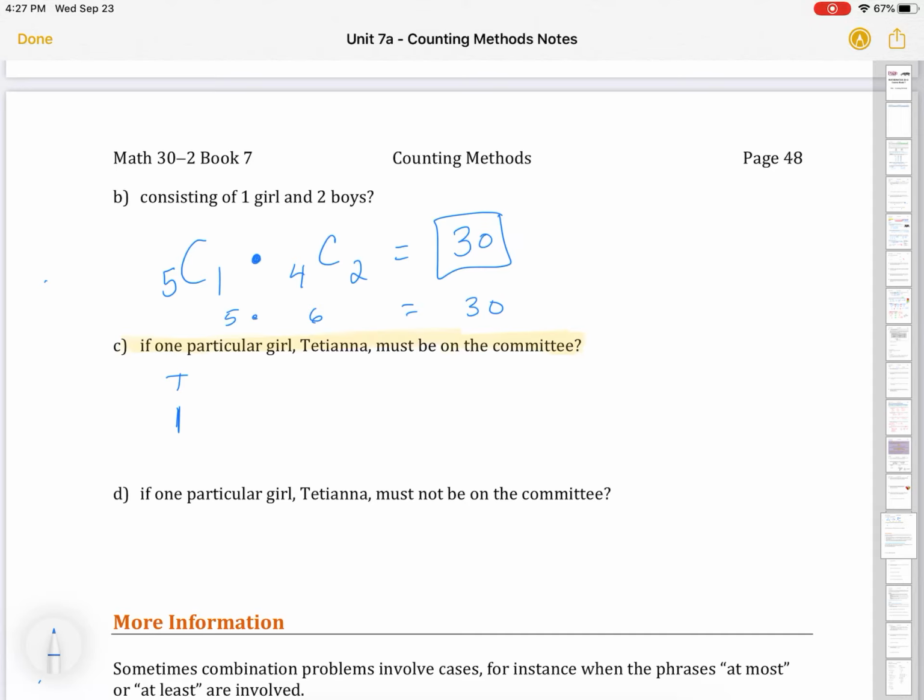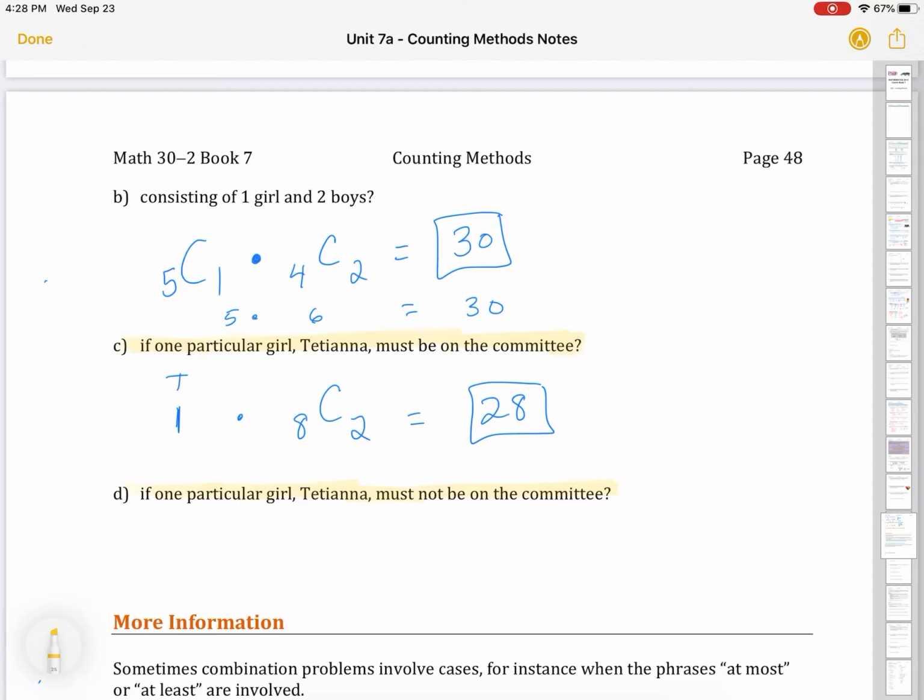If 1 girl in particular, Tatiana, must be on the committee. So that means that we have 1 person, Tatiana, and then the remainder, which is, we now only have 8 children remaining, and the committee has 3. Well, we already have 1 of those positions filled, so it will be 8 choose 2. So we would get 28 for that. Okay. Now let's look at the next restriction.